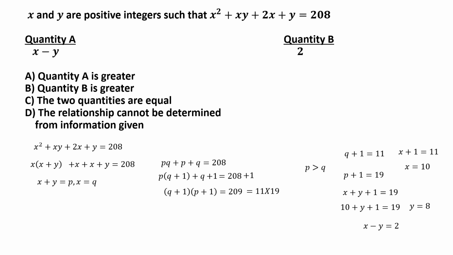So x minus y becomes 10 minus 8, which is equal to 2. So the relationship between these two quantities given, x minus y and 2, is simply option C. These two quantities are equal.